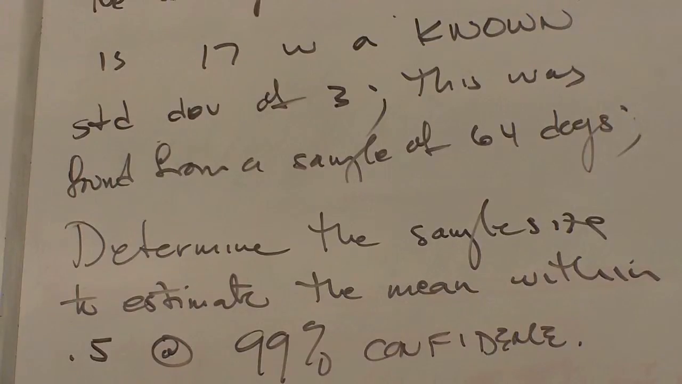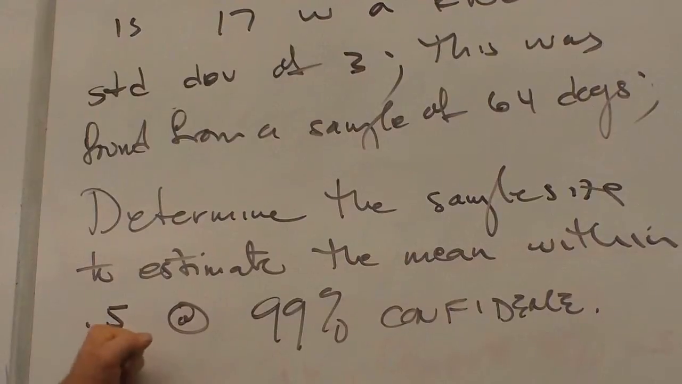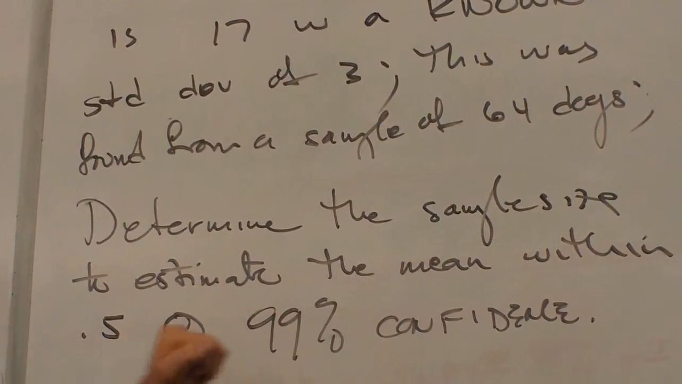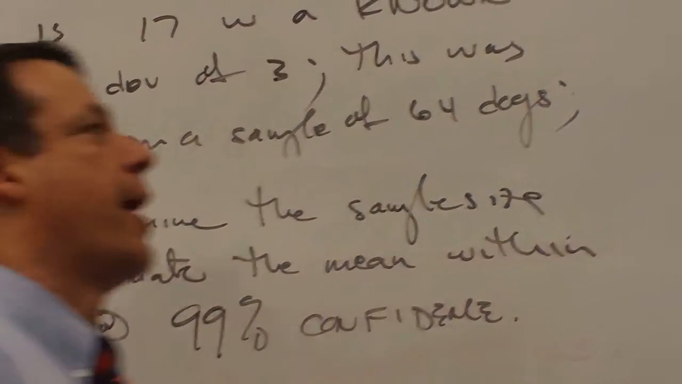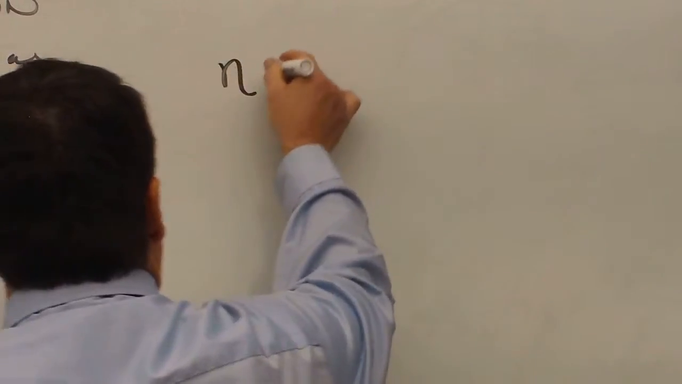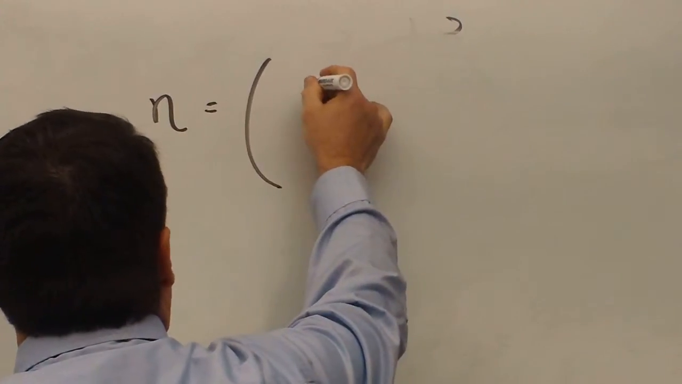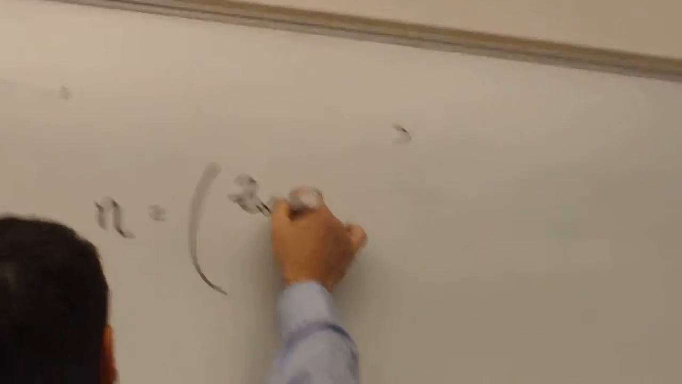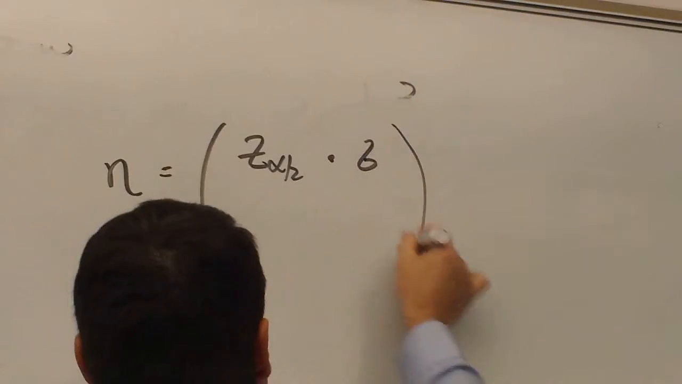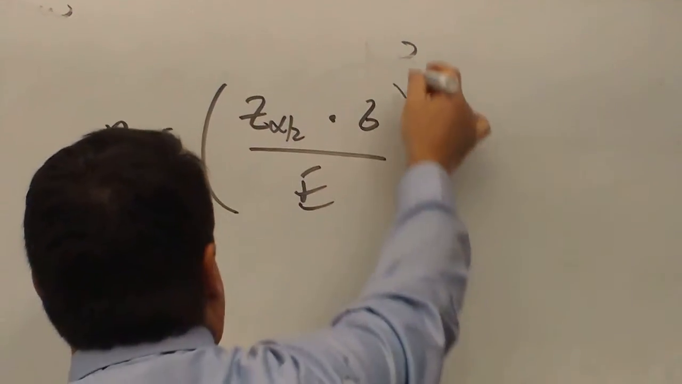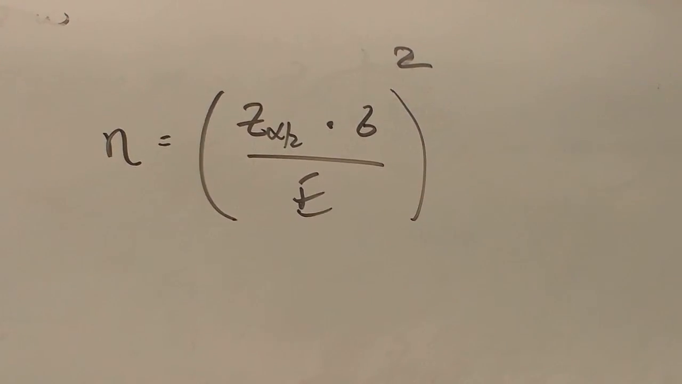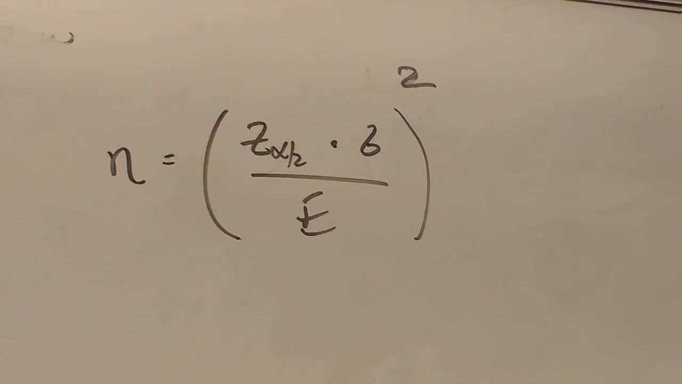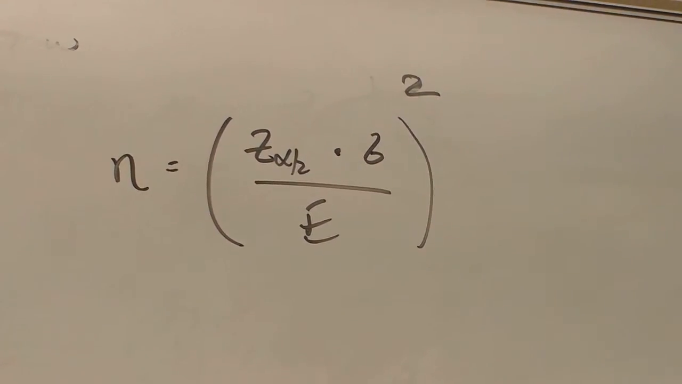So what's my error? My error I'm willing to accept is plus or minus 0.5. Okay? 99% confidence is what I want. Okay, so how do I crank this out? The number that I need, n, is simply the square of my z-score times my standard deviation divided by my error quantity squared. Appropriate z-score times the standard deviation divided by the error, all squared.